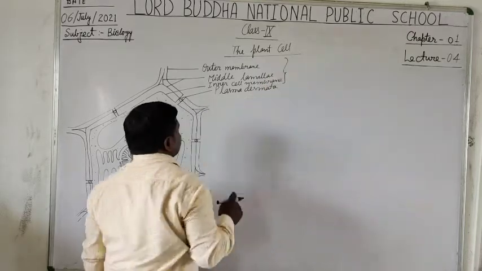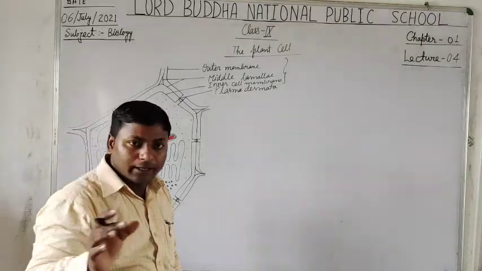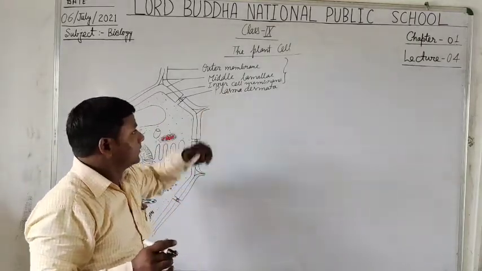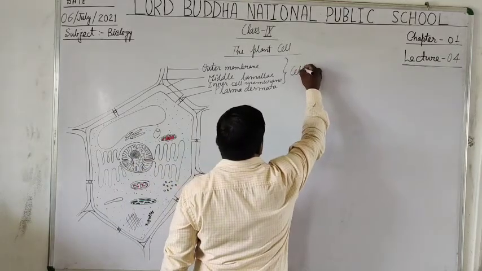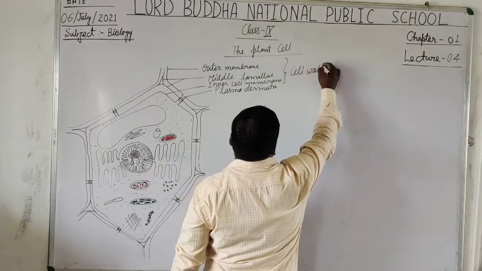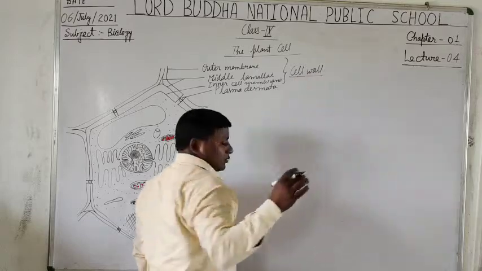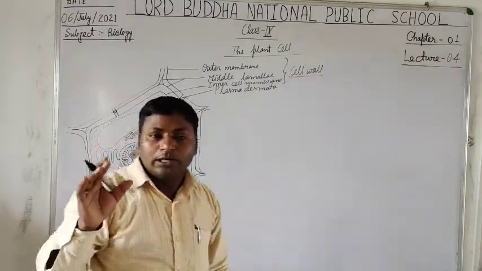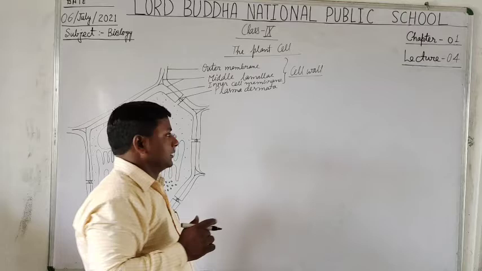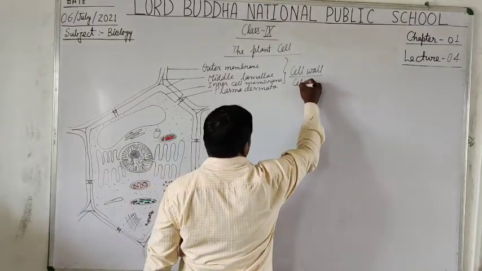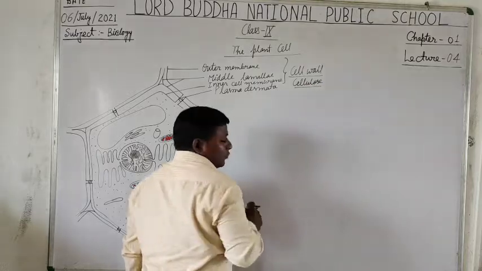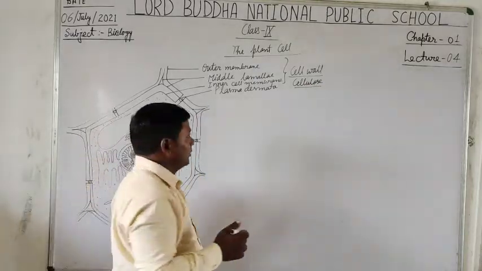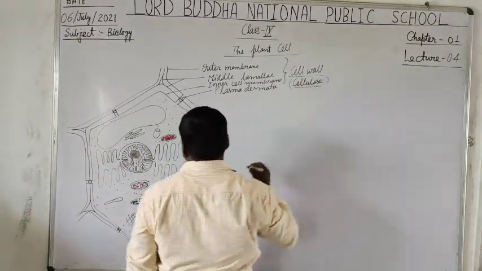Students, the outer membrane, middle lamellary, and the inner cell membrane collectively form a structure called cell wall. Yes, students, the cell wall is only present in plant cells, and it is made up of cellulose, a kind of complex carbohydrate that is called cellulose.